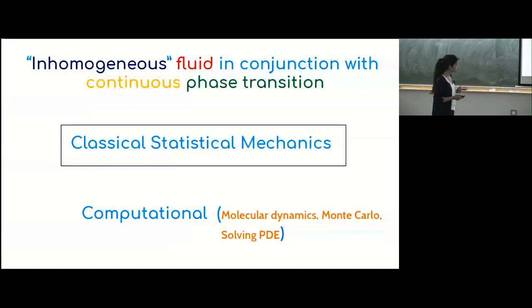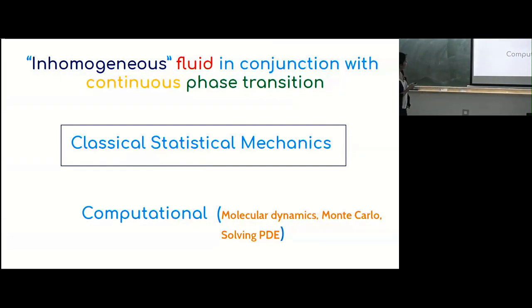So please remember that in today's talk, we are going to have inhomogeneity in the fluid. It's a fluid, which means that we are going to have hydrodynamics preservation, so we need mass, momentum, and energy conservation in the system. And it's going to be close to a phase transition, which I'll explain. We take a classical statistical mechanical approach to study this phenomenon, and I myself do computational study, usually molecular dynamics, Monte Carlo, or numerically solving partial differential equations. But in today's talk, I'll also show you some results from experimental collaborations. Not many, just a few.